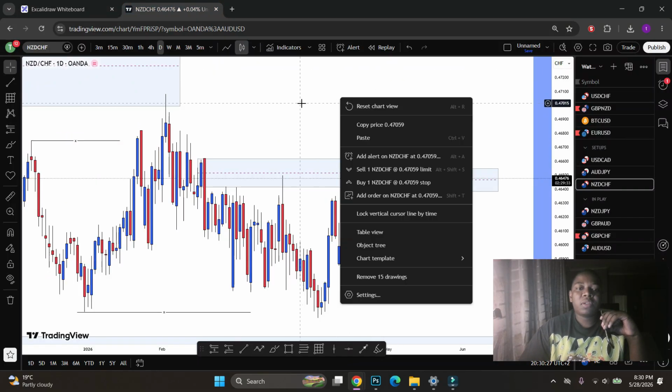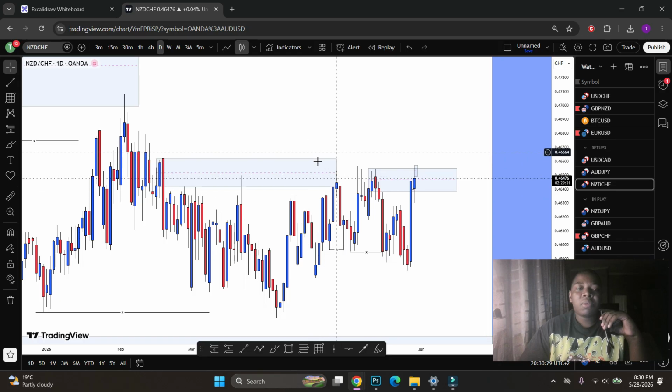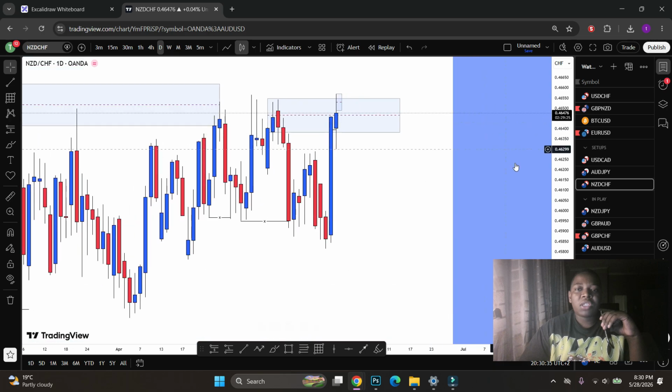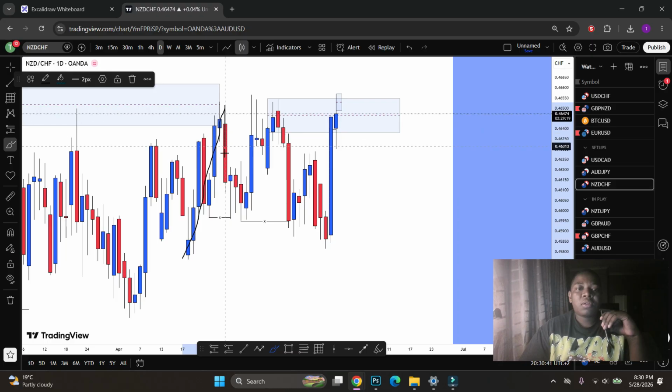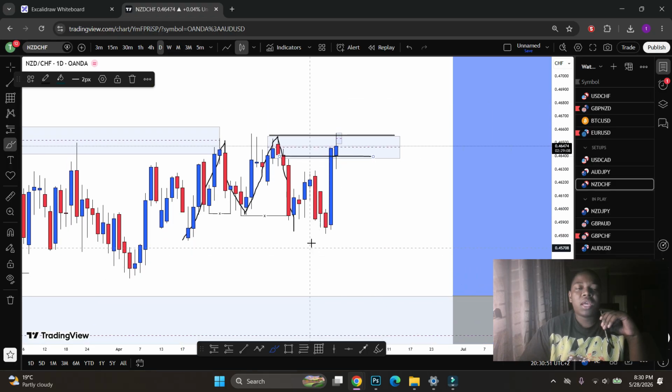Discount and premium. Since I know that price is at a premium area, I look for a change in order flow, and we did have a change in order flow. As you can see, we went up, down, up, and then we broke that low. Now we look for what? For a sell setup, since we now have to go to where? We have to go there.